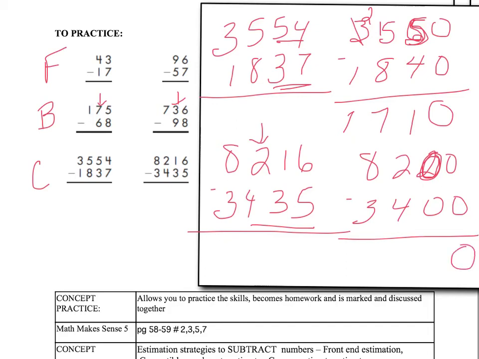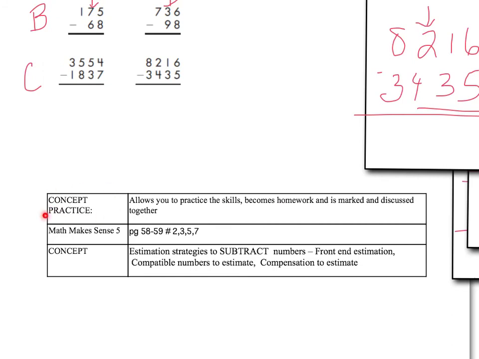0 take away 0 is 0. 0 take away 0 is 0. Can't take 4 from 2, so I'm going to have to borrow. 8 is going to become 7. 12 for the 2 because I've added 10, so 12 minus 4 is 8. 7 minus 3 is 4. 4,800. All right, now we're moving on to our concept practice.